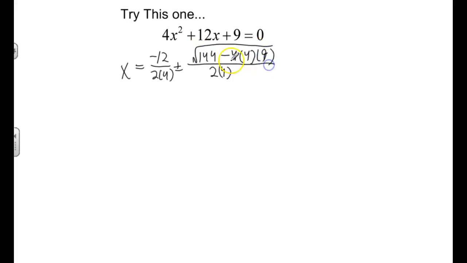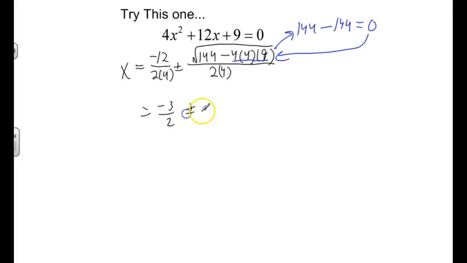Then off to the side, I'm going to figure this guy out. So this is 144 minus 4 times 4, which is 16. 16 times 9, I think, is 144. 144 minus 144 is 0. So 0 goes back in there. Well, this is just kind of interesting. So we get x equals negative 12 over 8, or negative 3 halves, plus or minus, and this is over 8.